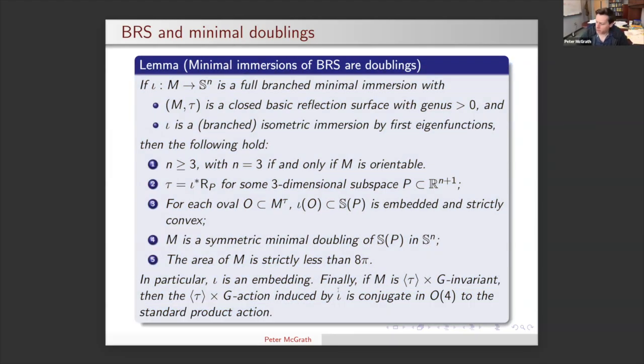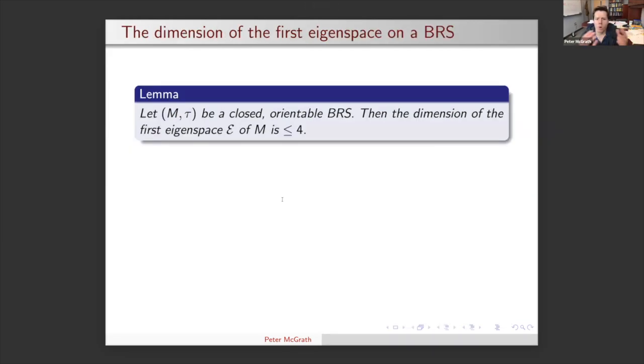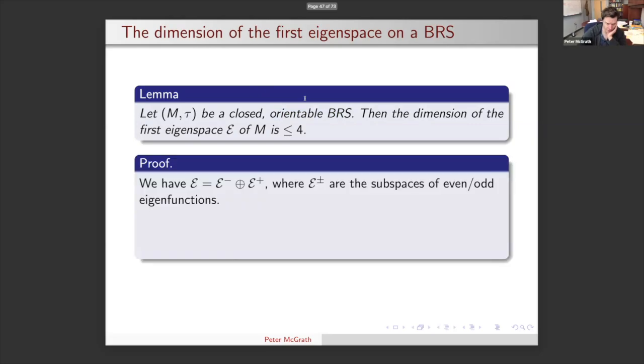Okay, so in some of the remaining time, I'd like to talk just a little bit about how some of the proofs of some of these parts go, and then discuss a little bit about the case with boundary. For the most part, the proof of this result is quite elementary once one has all the definitions right. So I want to just briefly discuss how one of the results goes. For example, this bound on the dimension of the first eigenspace for an orientable closed basic reflection surface. I want to sketch how that goes.